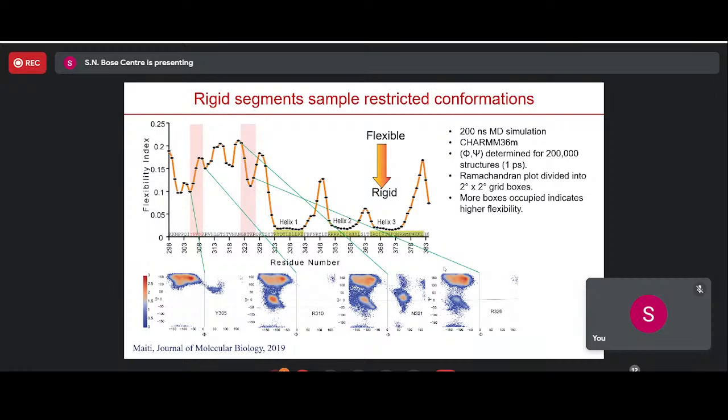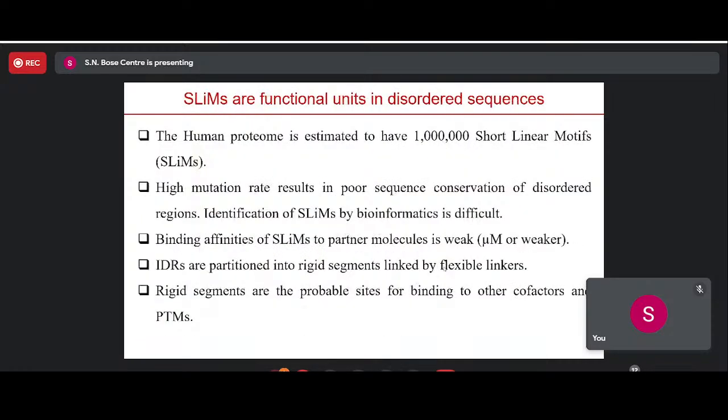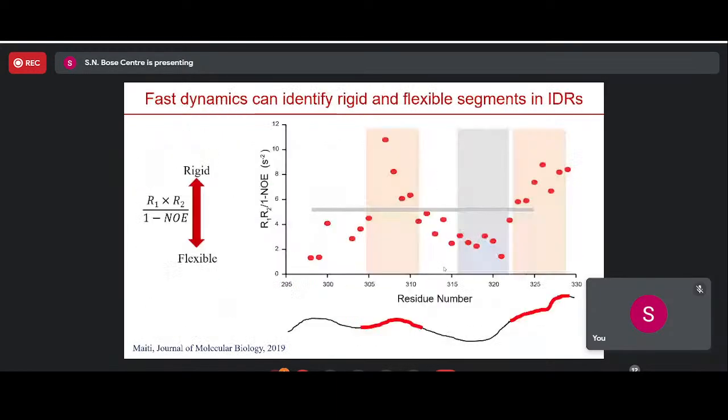And then we divided this Ramachandran plot into these 2x2 grid boxes. Then you count how many grid boxes are occupied. We know the total number of grid boxes and the number of boxes that are occupied, so you divide that by the total, and you get a number. That's the flexibility index. If more grid boxes are occupied, then the flexibility goes up. If fewer grid boxes are occupied, then the flexibility is lower. That tallied well with the NMR data that we have seen.